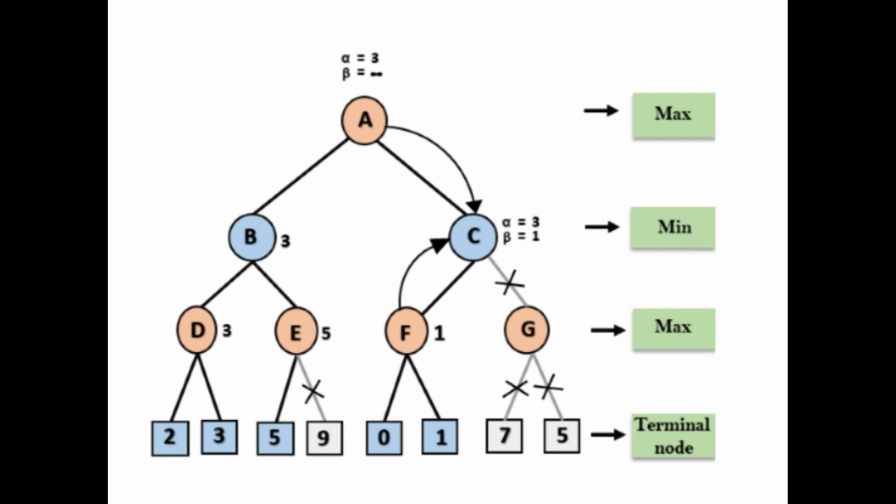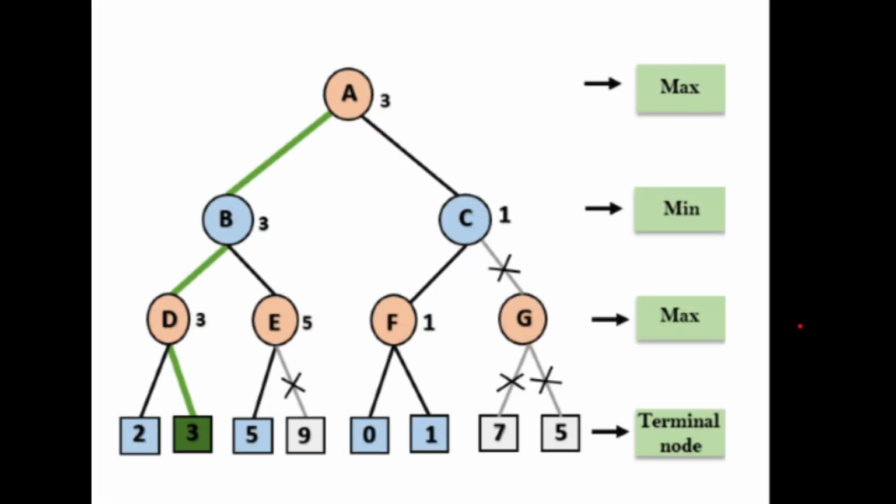plus infinity. Here the value of beta will be changed, it will compare with 1 so min(infinity, 1) equals 1. Now at C, alpha equals 3 and beta equals 1, and again it satisfies the condition alpha >= beta, so the next child of C which is G will be pruned, and the algorithm will not compute the entire subtree G.